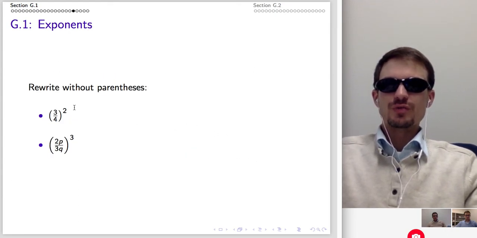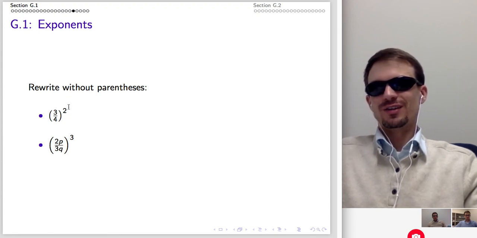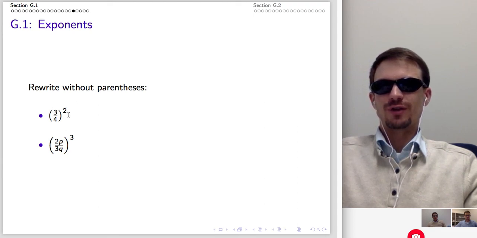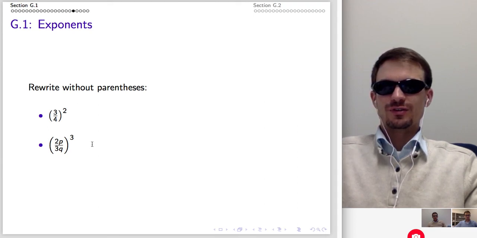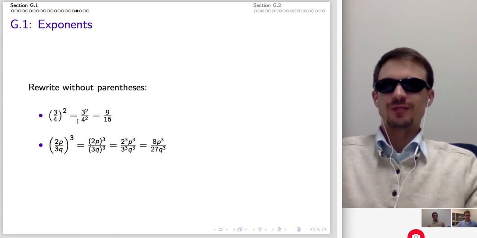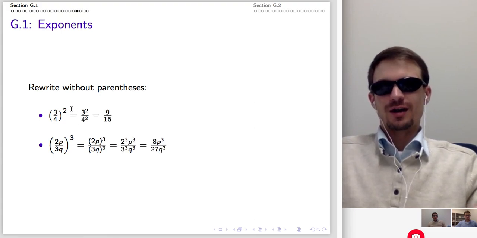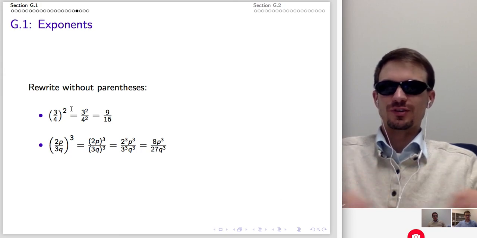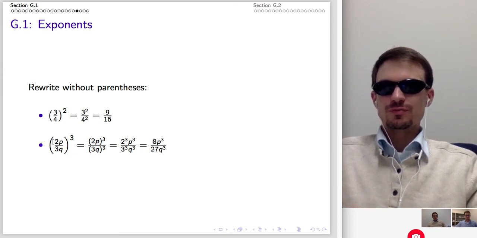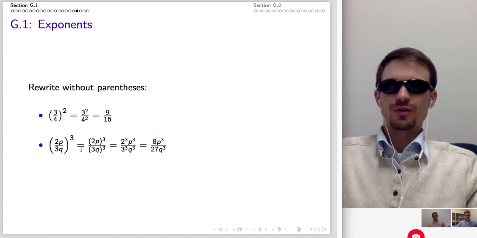All right, so we can rewrite without parentheses. Well, let's distribute, or not distribute, let's inherit. Let's allow our 3 to inherit this 2 and our 4 to inherit that 2. And so we'll have 9 over 16ths. I had the 6's in there. Okay, so then we have 2p over 3q to the third.